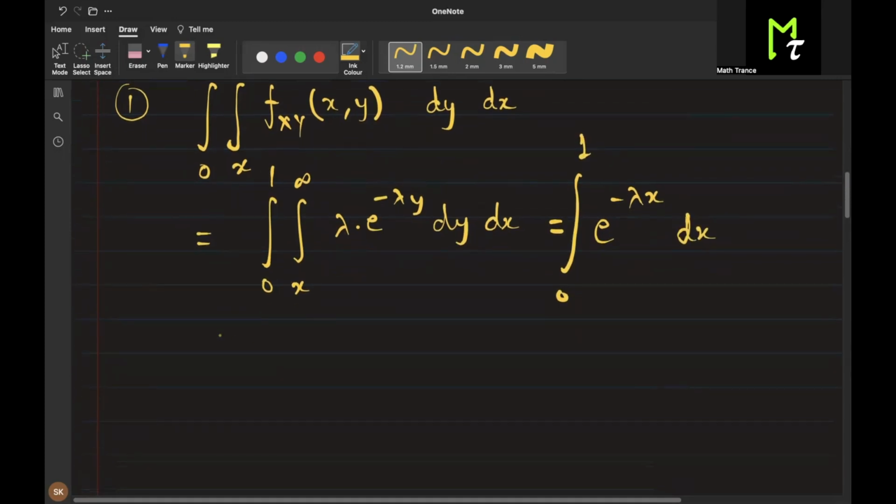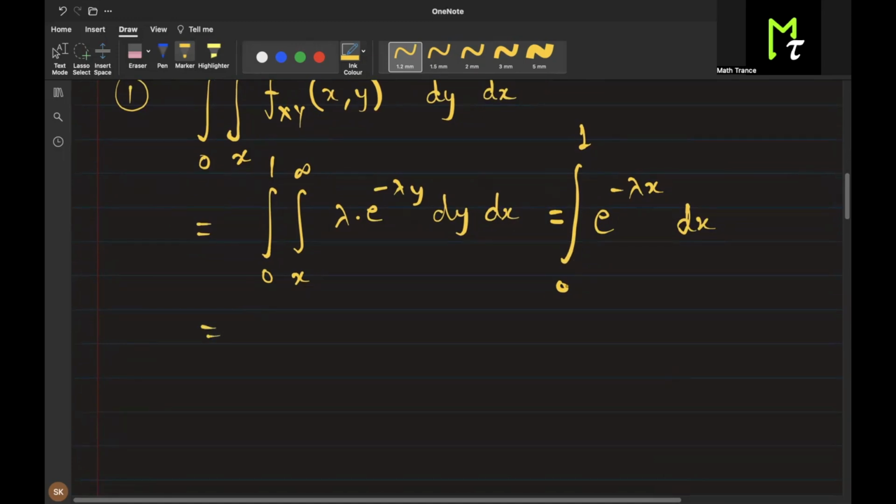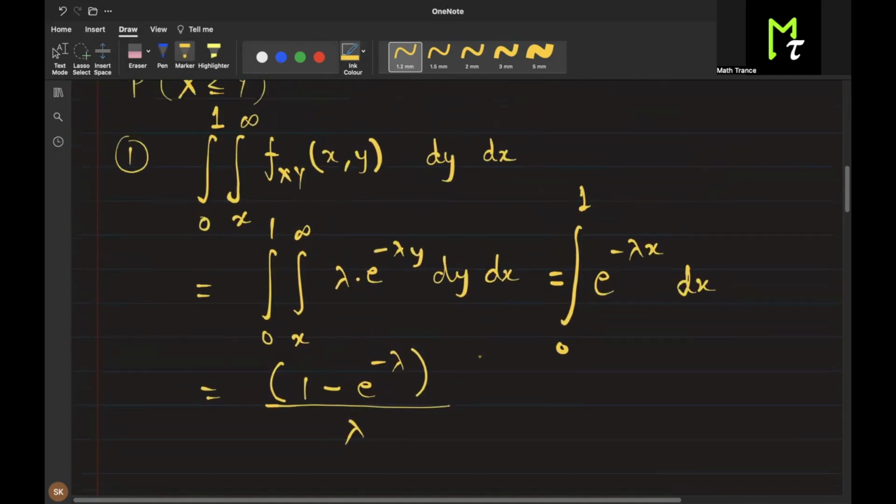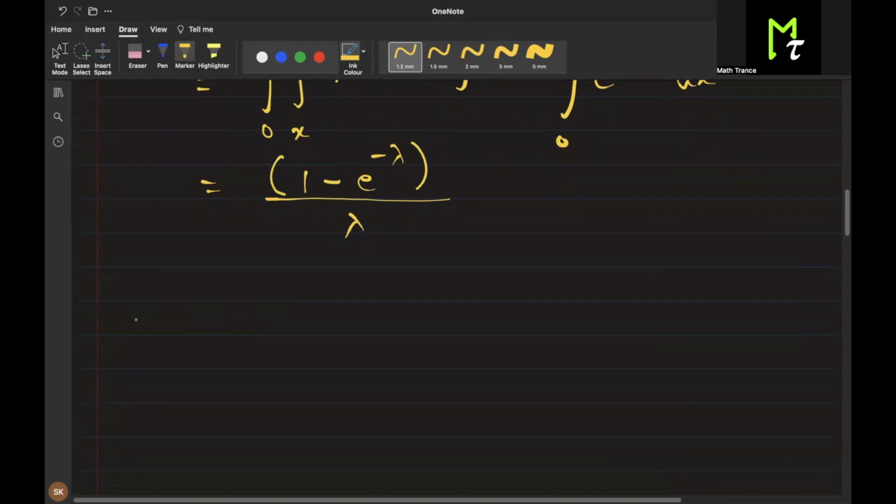So it will go to this integral dx, which will now become, similarly, 0 will be put first because the minus sign is there. So it is 1 minus e to the power minus lambda upon lambda. So this is your first answer, or the first way to integrate it. The second way which you could integrate is, now I'll vary with respect to y first. So the limits will be 0 to infinity. And x goes from 0 to y because of this.